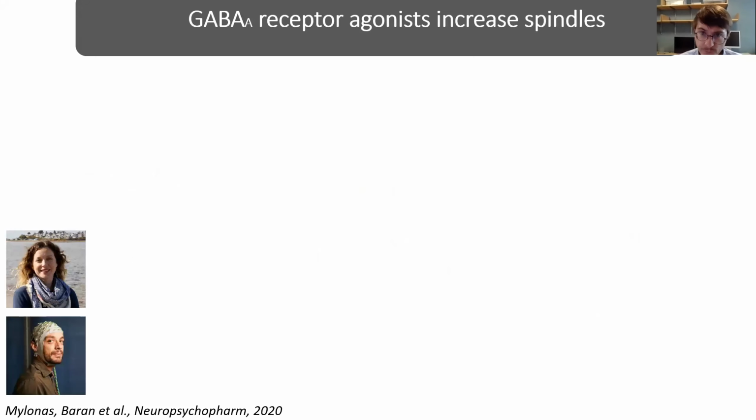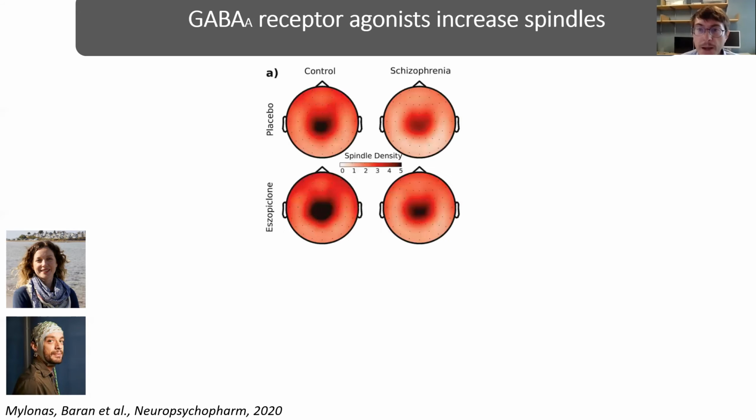So the early work in the lab, looking at the relationship between spindles and memory, and coordination and memory in patients with schizophrenia. My PI and other members of the lab, showing two of them here, decided to do a clinical trial using eszopiclone, which is a GABA A receptor agonist. So it's a sedative hypnotic agent.